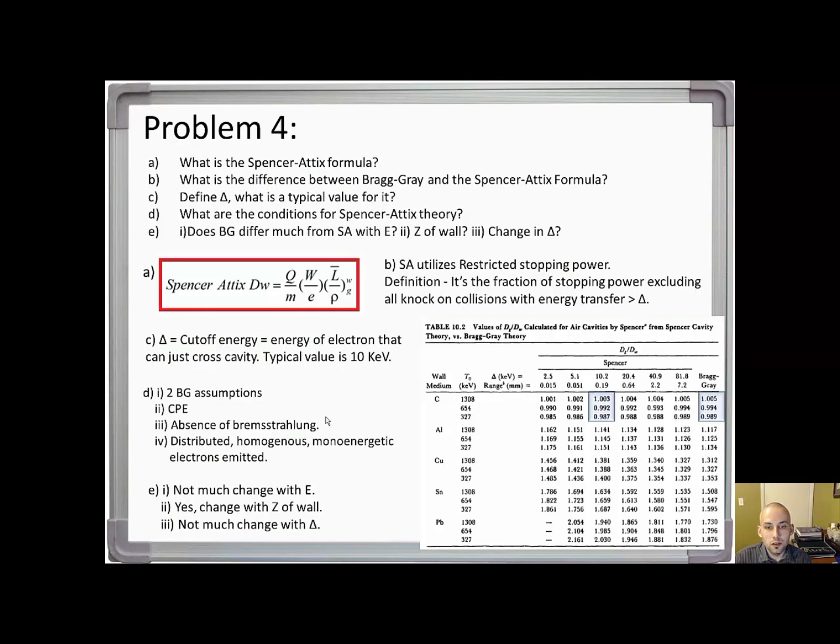the Z of the wall? Atomic number of the wall. So let's look at lead. We just went over carbon. Let's check out lead. 1.940 to 1.730. Yeah, quite a difference. 2.030, 1.876. Quite a difference. So yeah, there definitely is. The two cavity theories differ with the change in the Z, atomic number, of the wall.